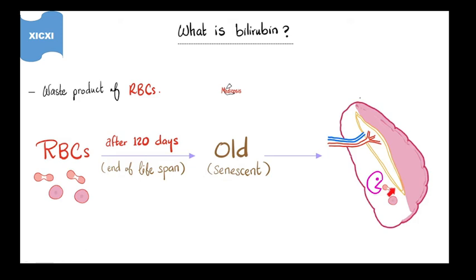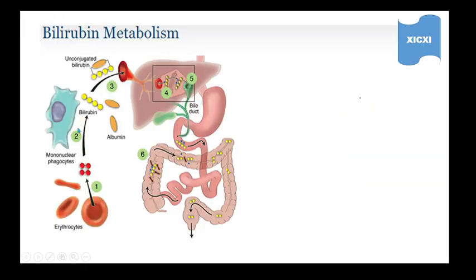Bilirubin is a waste product of red blood cells. Red blood cells after 120 days are going to be old and are transferred to the spleen. The spleen has macrophages. These macrophages will come and eat these red blood cells and release their components. The components of red blood cells are heme and globin. So in bilirubin metabolism, here these are red blood cells, now breaking down to release their components, where bilirubin is going to be formed. This bilirubin is insoluble in blood.